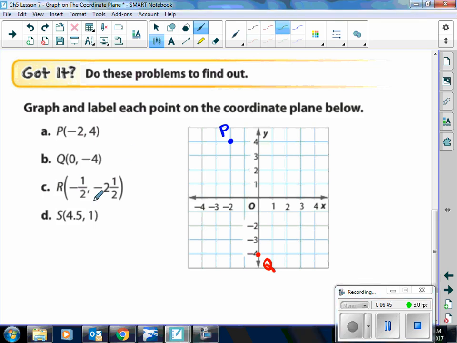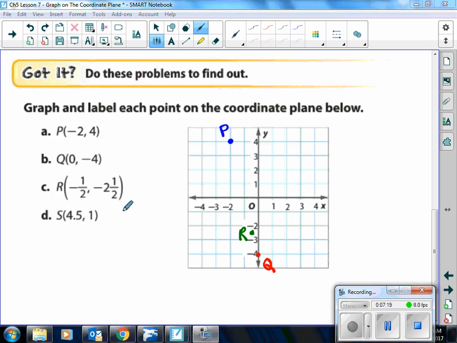So for R, we're going to graph negative 1/2, comma, negative 2 1/2. So again, we're going to start at the origin. We're going to go to the left 1/2. Now remember, 1/2 is between 0 and 1, so it's right in the middle. And then we're going to go negative 2 1/2. So that's down 1, 2 1/2 is right in the middle. Okay? So that's going to be R.